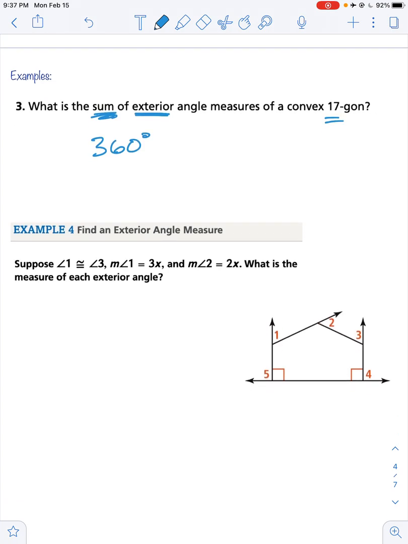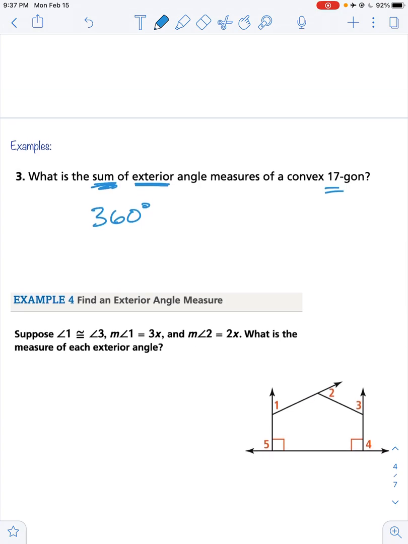If I wanted to figure out, actually, you know what, let me show you that first. If I wanted to figure out what one interior angle was, then what I can do is figure out the exterior angle. So 17-gon, it's going to have 17 sides, right? But if I think about just, here's my exterior angle out here, whatever this is, my interior angle is going to be 180 minus whatever this is, minus the x, right?